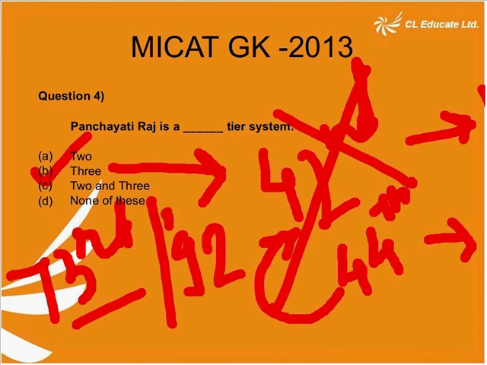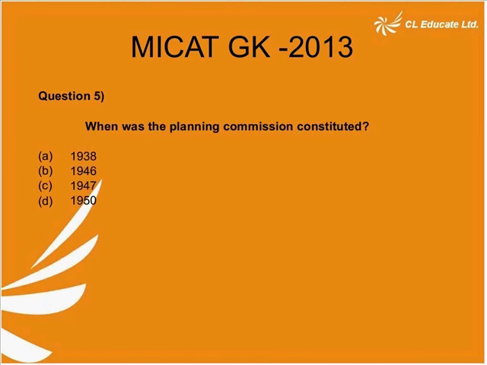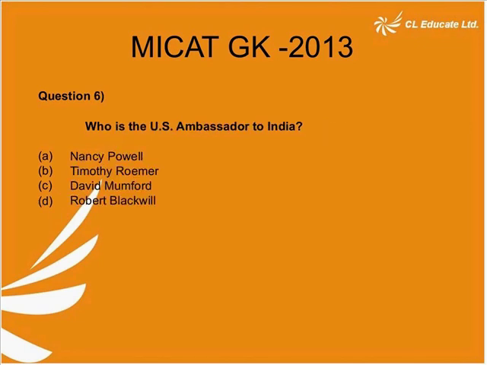Okay, so when was the Planning Commission constituted? Yes, 1950. The correct answer is 1950. Today, who is the ambassador of the US to India? Some sitter questions at the start. The correct answer is Nancy Powell. Nancy Powell is the current US ambassador to India.